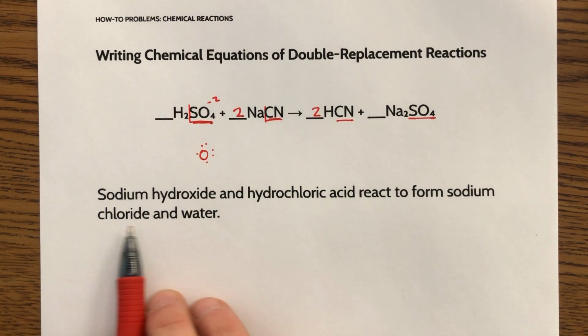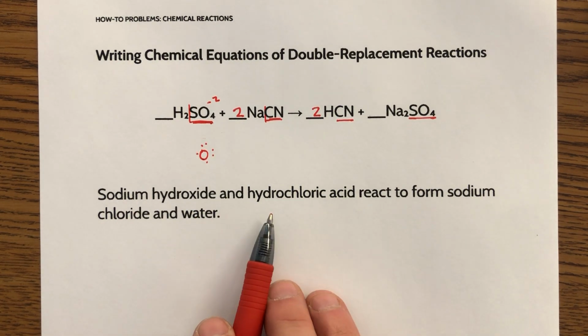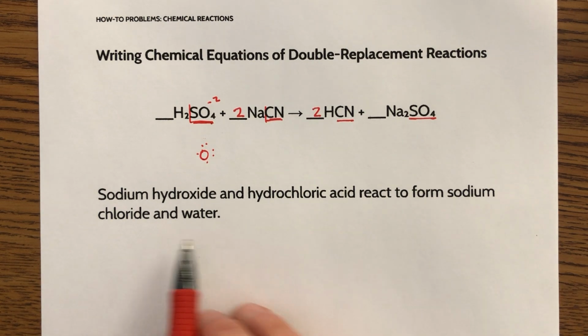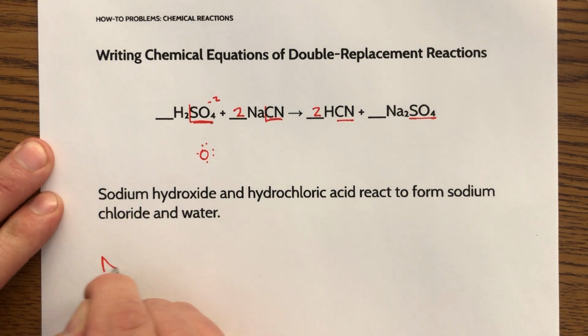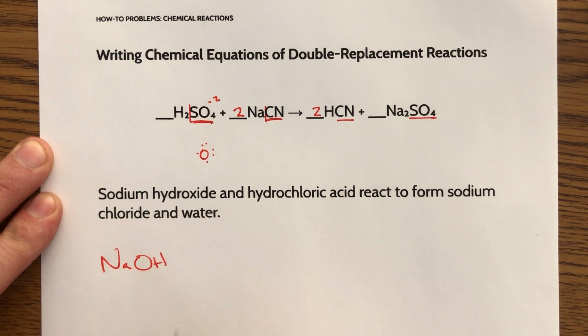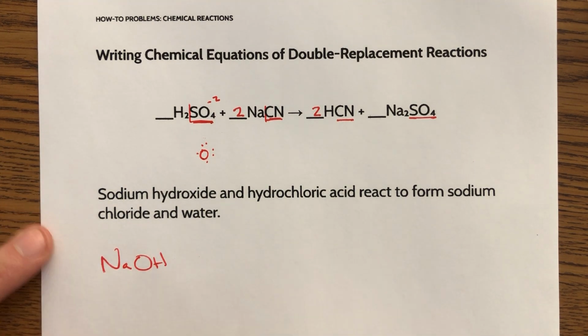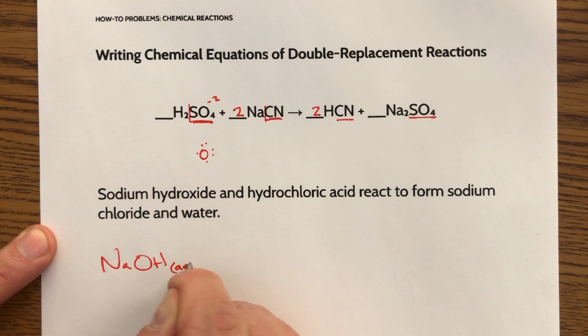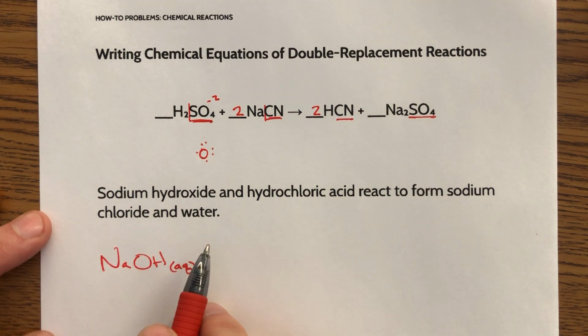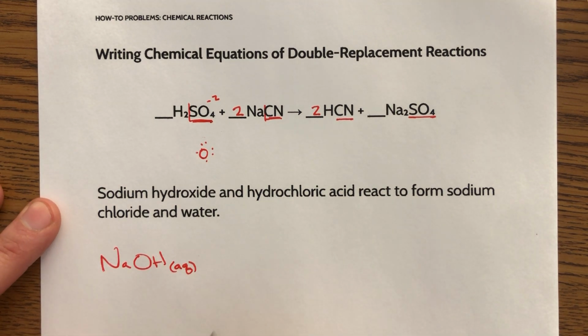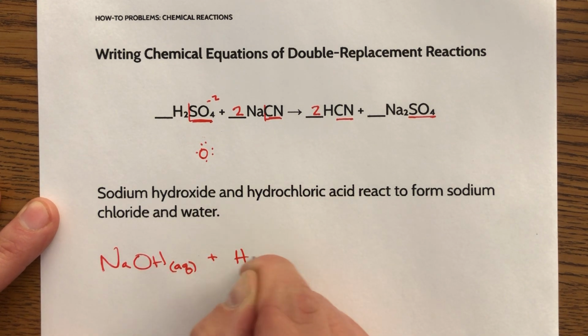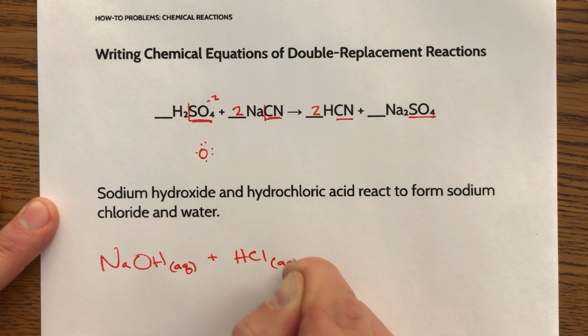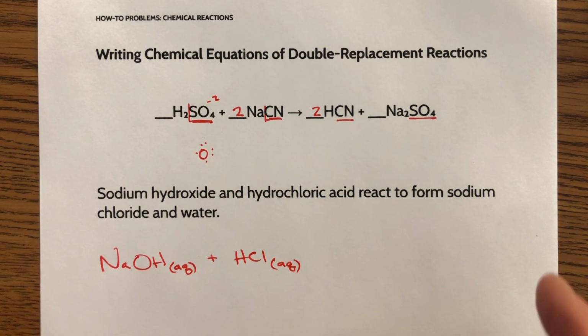Now the next problem is a little easier. Sodium hydroxide and hydrochloric acid react to form sodium chloride and water. So let's write this out. We have NaOH. And this is going to be in a solution, so it's going to be aqueous. Almost all of these double replacement reactions will be in aqueous solutions. We have an aqueous solution of sodium hydroxide, and we have hydrochloric acid, which is also aqueous. We have these two clear substances. We're going to pour them together, and we're going to see what's going to react.